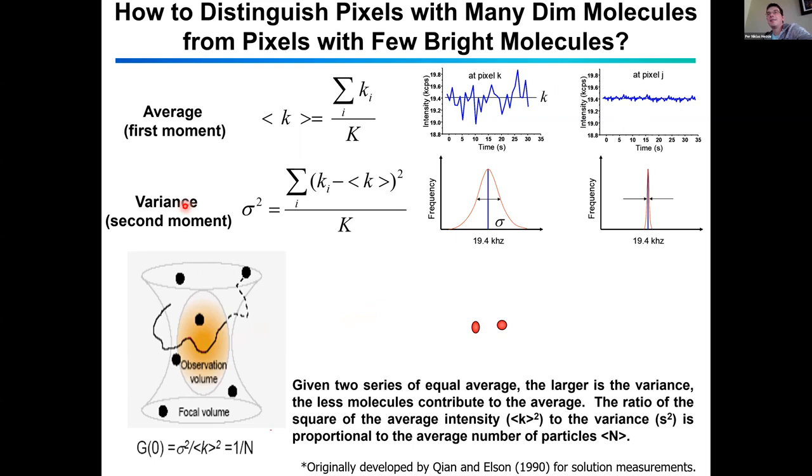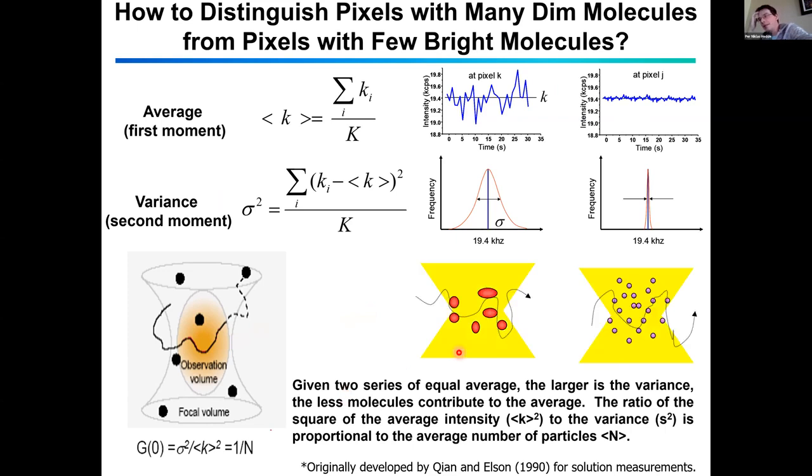And this you can quantify by looking at the variance or the second moment of the fluorescent signal in each pixel. So yeah, if you have aggregates that have many fluorophores that are very bright, they will leave and enter the observation volume simultaneously, giving you this large variance, whereas the dim monomers will give you a smaller variance.